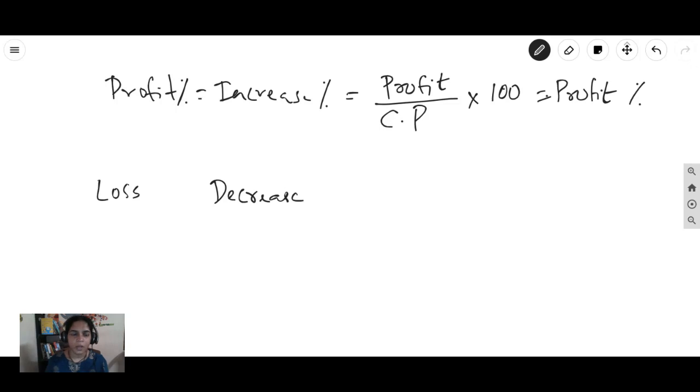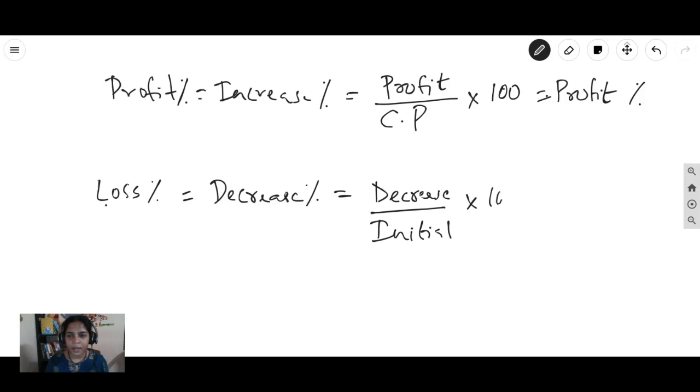Now, similarly, loss means decrease, correct? Loss percentage is nothing but decrease percentage. And we learned that decrease percentage means the actual decrease by the initial into 100. By 100, I'm not writing it here because that becomes a percentage sign. Now, we know decrease is nothing but the loss. And initial, the beginning of the story, is the cost price. So loss by cost price into 100 will give me loss percentage.